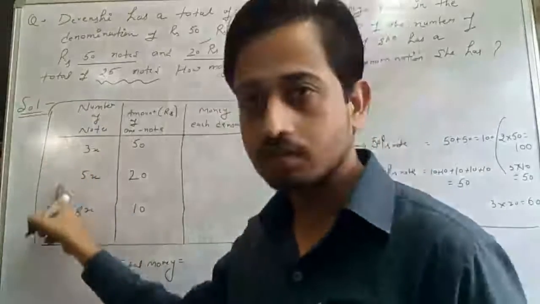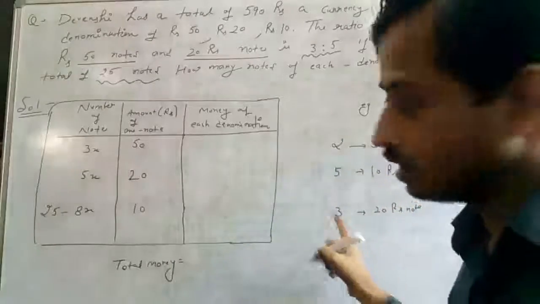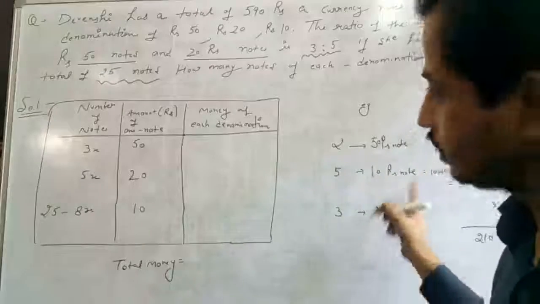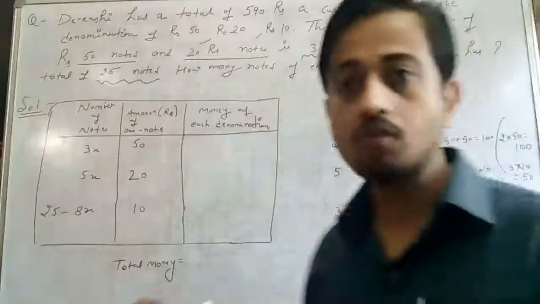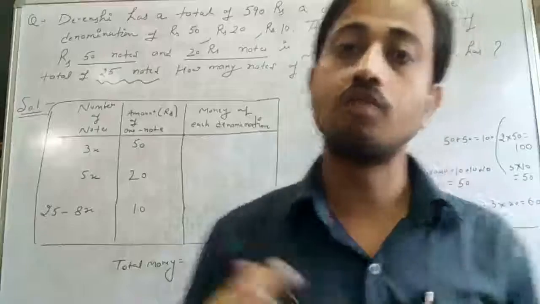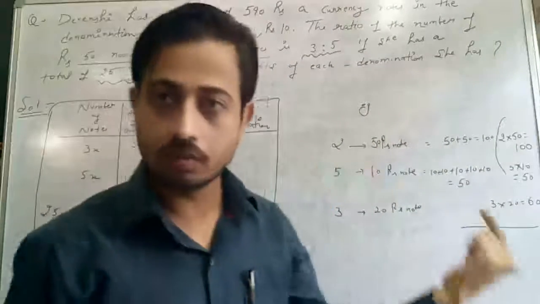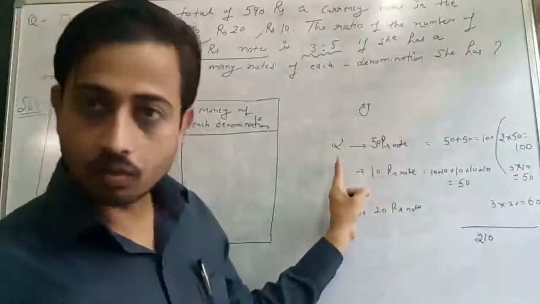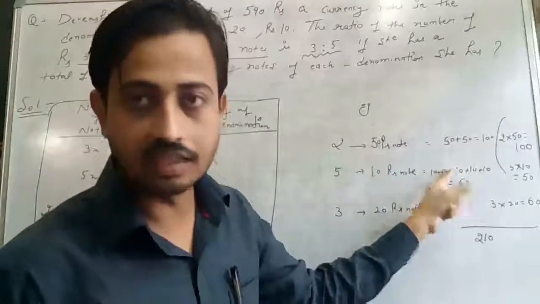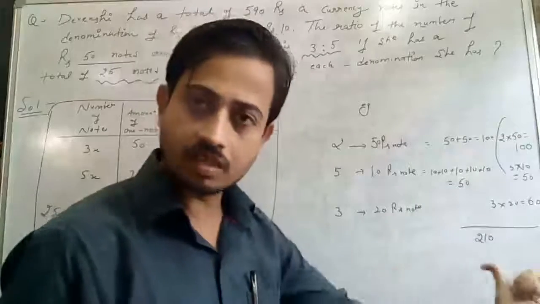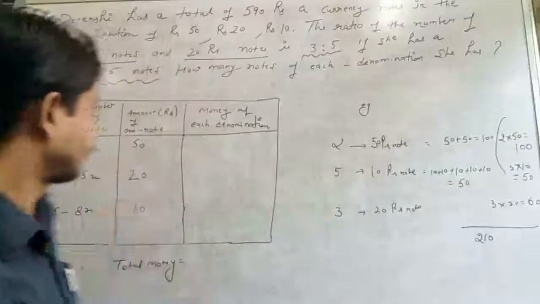I have number of notes. In this we have number of notes. In this we have the amount of one note. Then we have to calculate the amount of each denomination, in which we have the amount in terms of 50 rupee notes, 10 rupee notes and 20 rupee notes. We can calculate by using multiplication. That's why I am taking this example. So proceeding in such a manner we can calculate this.